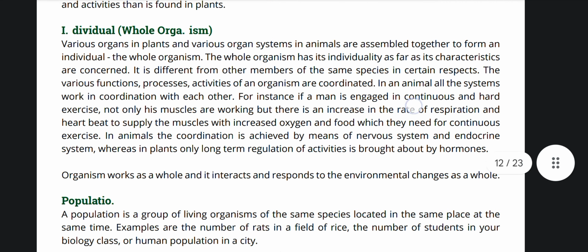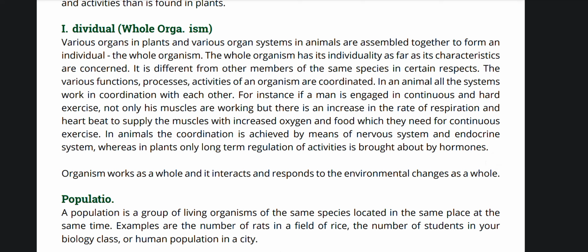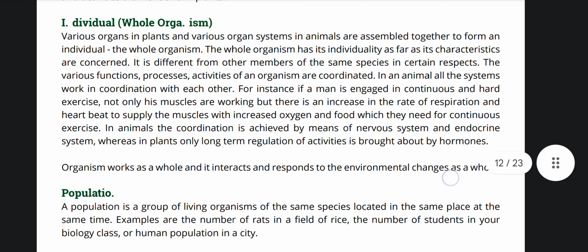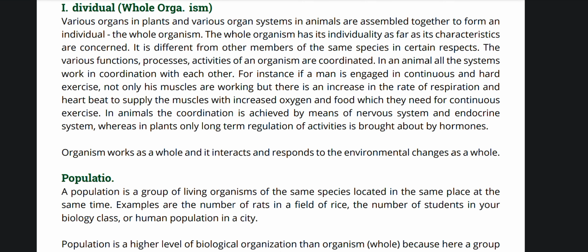Individual, a whole organism. Various organs in plants and various organ systems in animals are assembled together to form an individual, the whole organism. The whole organism has its individuality as far as its characteristics are concerned. It is different from other members of the same species in certain respects. The various functions, processes, and activities of an organism are coordinated. In an animal, all the systems work in coordination with each other.